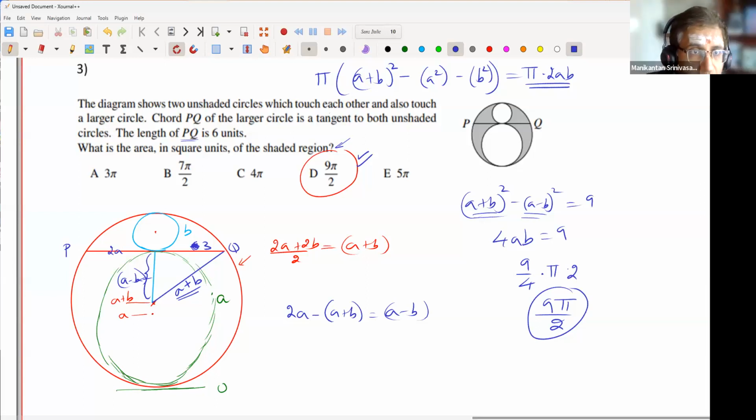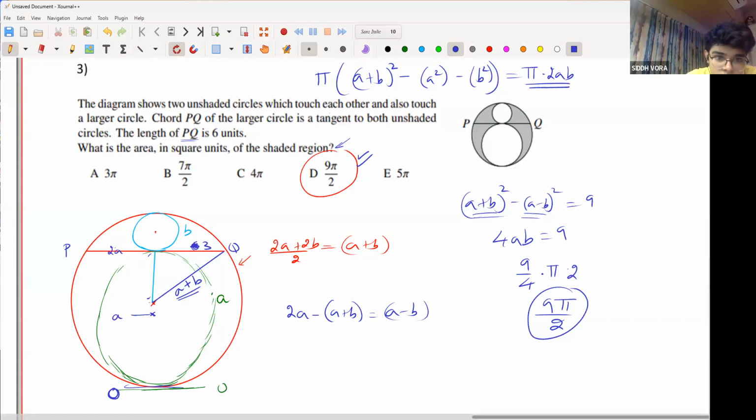Sure. I'll erase all of these. Let me count all my lengths from the bottom. This is at 0 level. Now the green circle's center is at a height of A. You agree? Right, and the green circle's diameter, the top portion, is at a height of 2A. These three are clear: 0, A, and 2A.